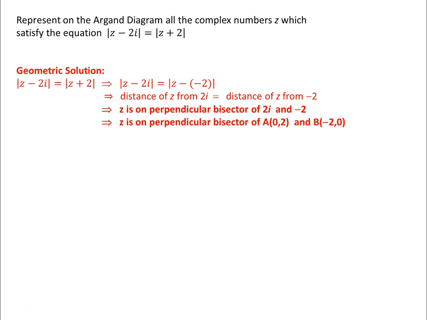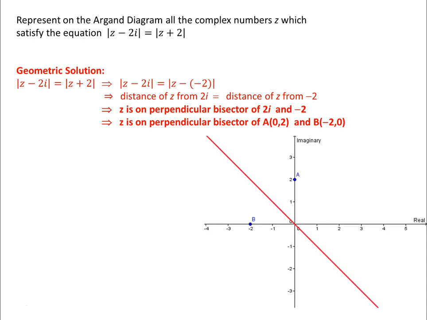So we can now say that means that z is on the perpendicular bisector of the point 0, 2, which represents 2i, and the point minus 2, 0, which represents minus 2. So there's the sketch of the perpendicular bisector, and to make it quite clear in the solution that it is the perpendicular bisector of A and B, we'll put in the fact that our locus, the red line, is at right angles to AB and splits the line segment AB into two equal parts.